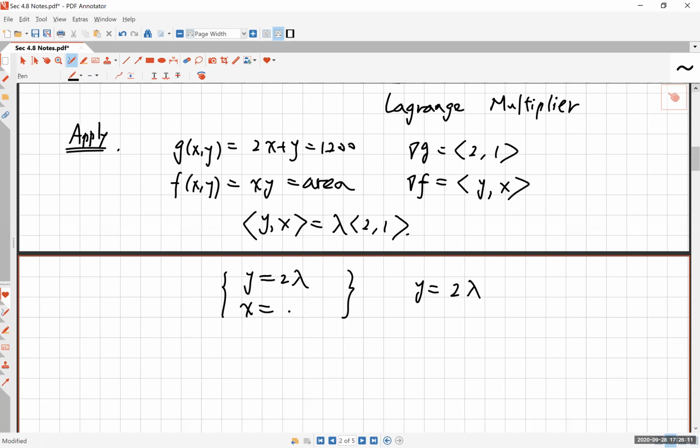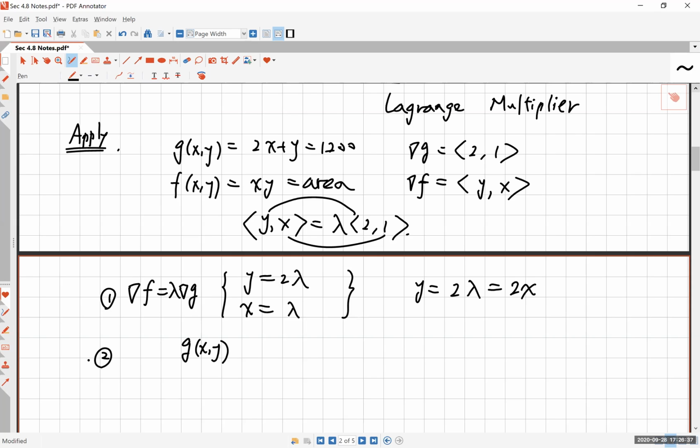What I meant to say is x is equal to lambda. See that? Y is 2 lambda, x is lambda, right? So y is 2 lambda, which is 2x, okay? Now, we also have g of xy. So the gradient has to be equal to lambda times the gradient of g. All right, so that is the first requirement.